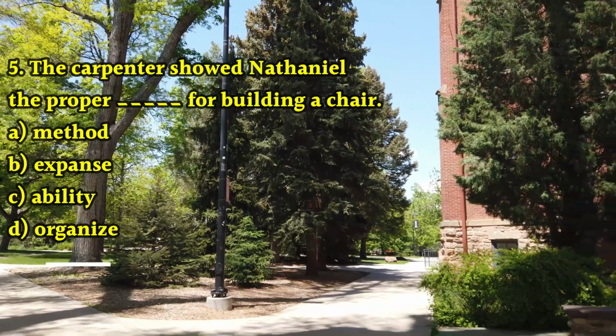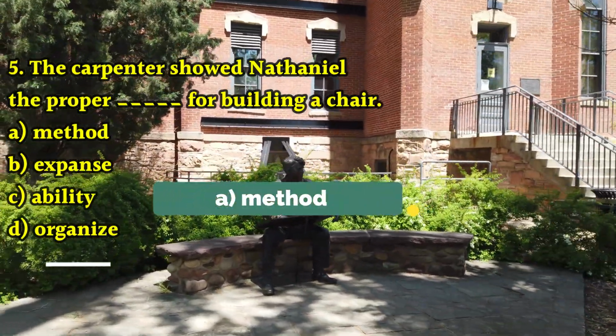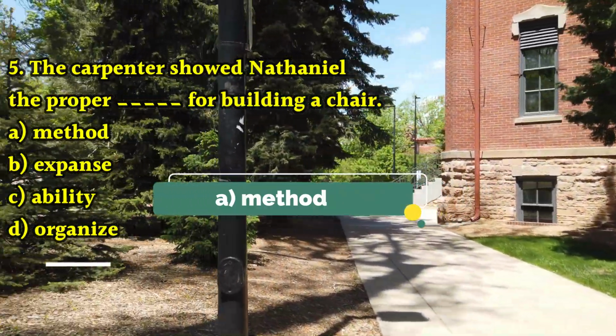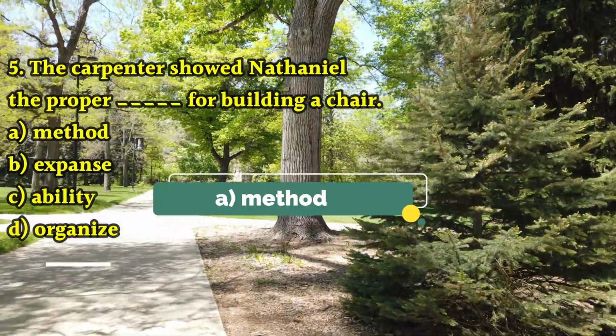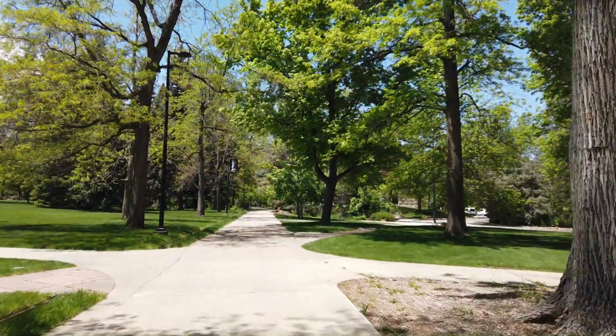The correct answer is A, method. Method is a noun, and it means a way of doing something or a process. So the carpenter showed Nathaniel the proper way of or process for building a chair.